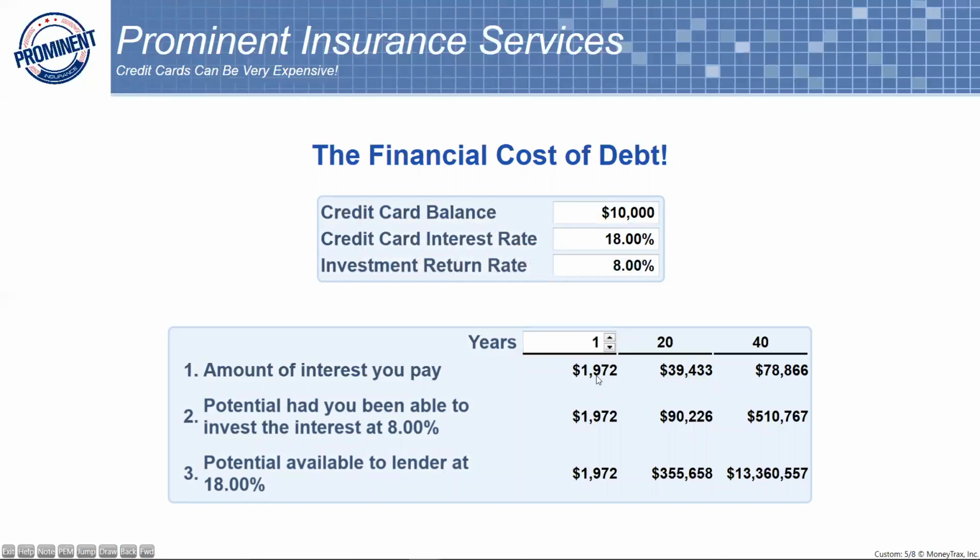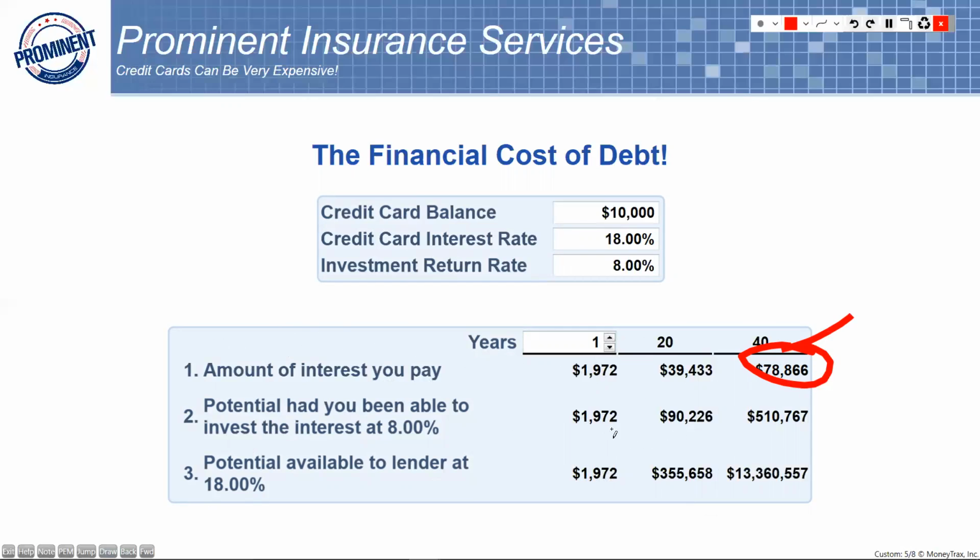So the first year in interest, you'll pay $1,972 to the lender. The interest you pay at 18% over 40 years would be $78,000 to the credit card company. So that's why they like to give credit cards.